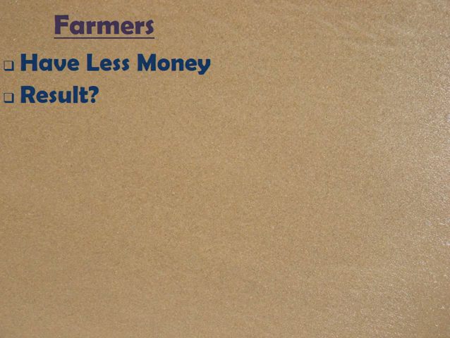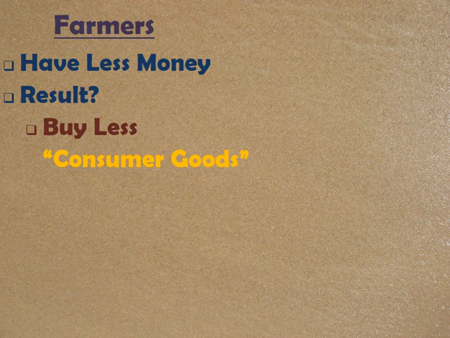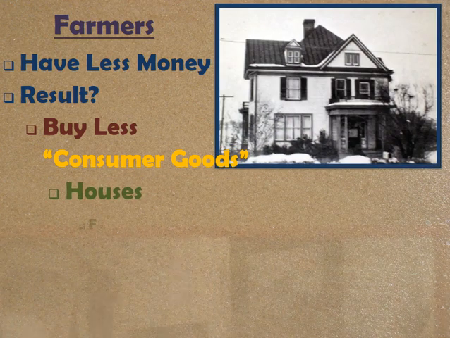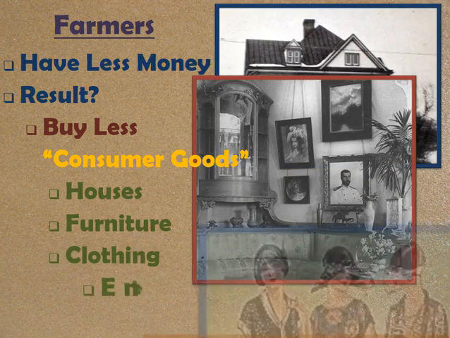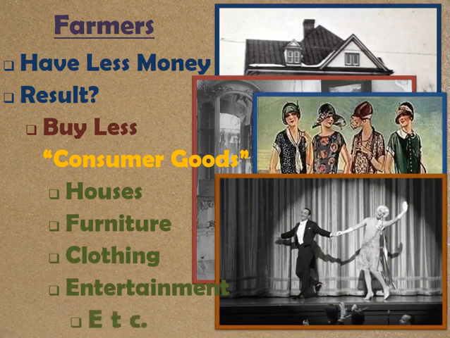So now farmers have less money. What does that mean? You guessed it, it means that farmers can buy fewer consumer goods. It means they can buy fewer TVs or radios or vacuum cleaners or refrigerators or Model Ts or whatever it is that they were buying. And if they buy less, what does that mean? Well, if they're buying fewer consumer goods, they're buying fewer houses, less furniture, less clothing, less entertainment, less of all this stuff.